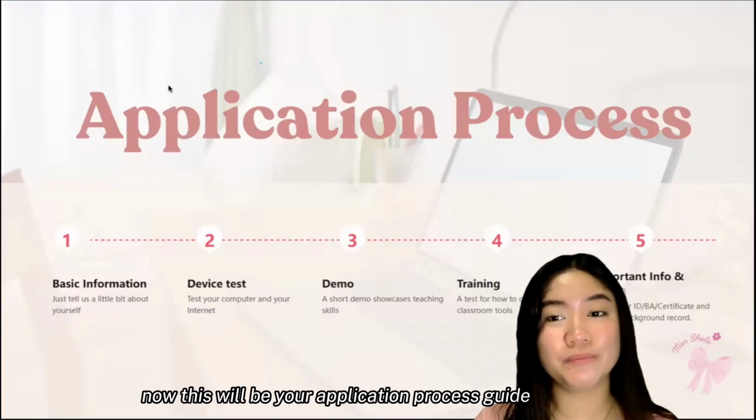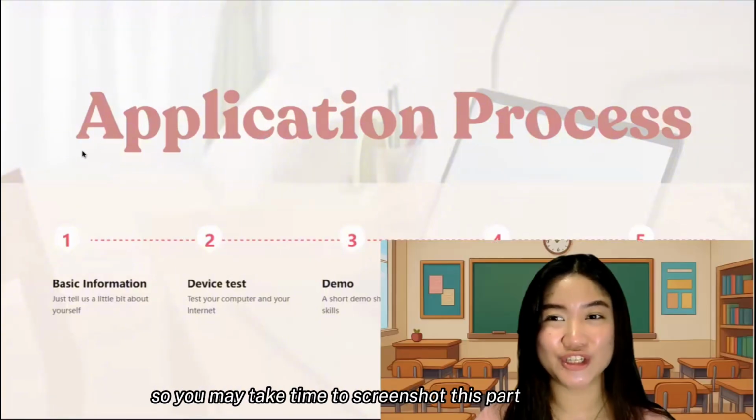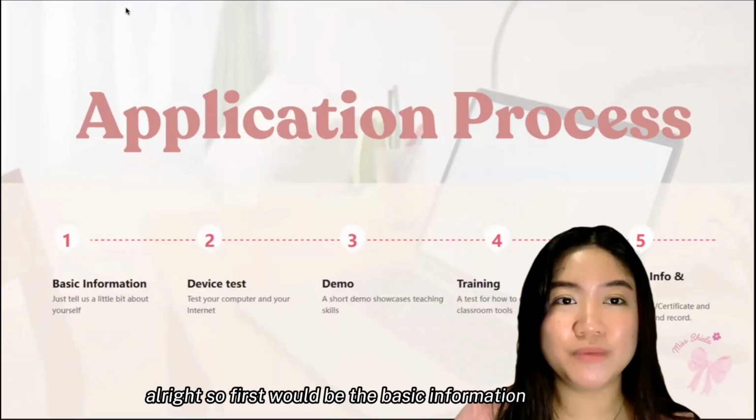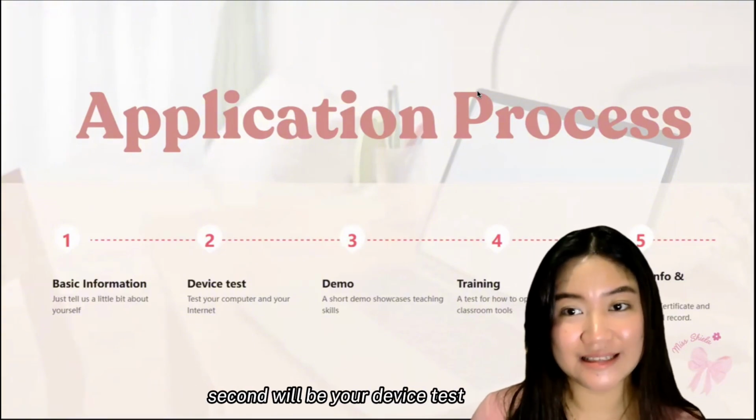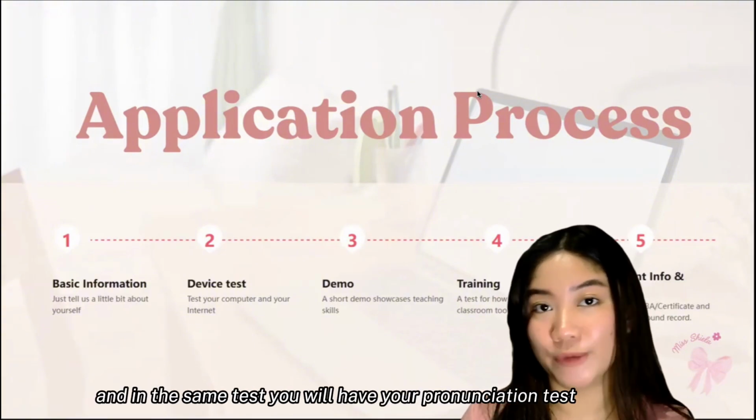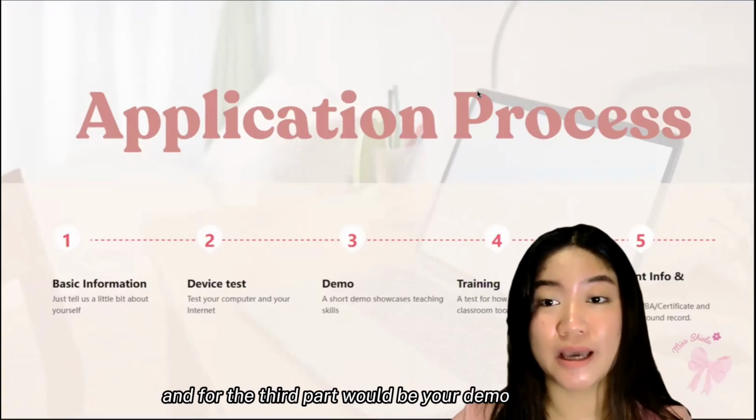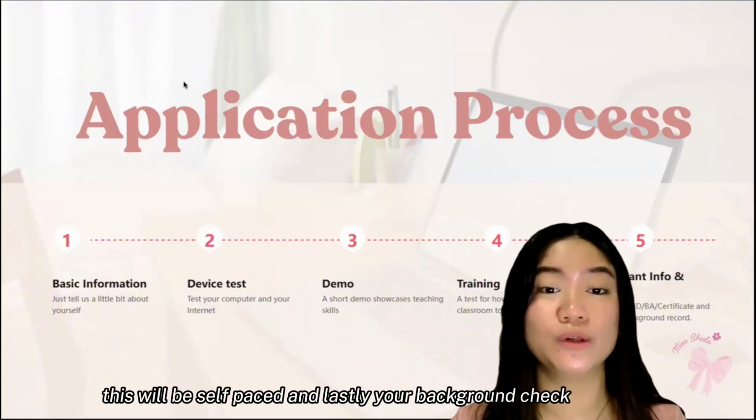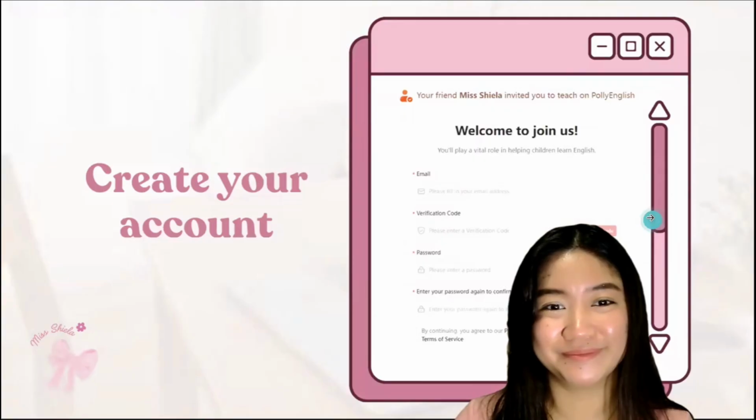Now, this will be your application process guide, so you may take time to screenshot this part. All right, so first would be the basic information. Second will be your device test, and in the same test, you will have your pronunciation test. And the third part would be your demo. And fourth will be your training. This will be self-paced. And lastly, your background check.